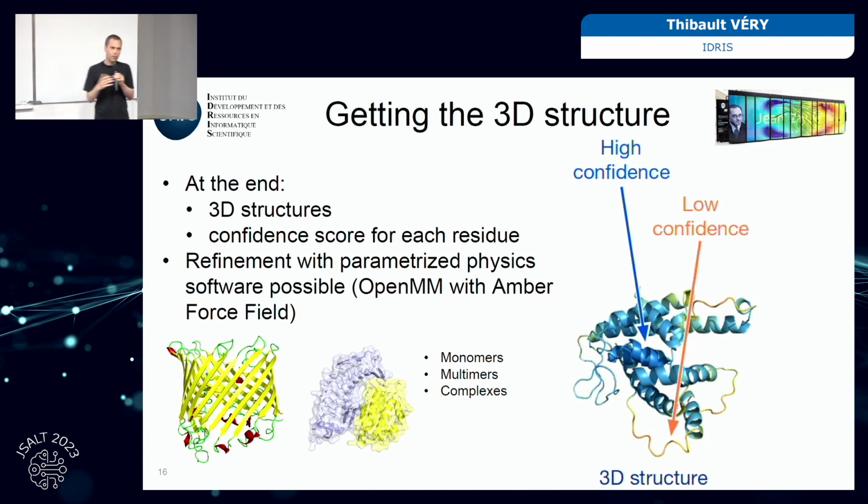So AlphaFold is able to do monomers. Monomers is just you have one unit. But AlphaFold is also able, since version 2.2, something like that, to study interactions between proteins, so to have those multimer complexes. And that's really powerful because most proteins work not alone, but with some other proteins.